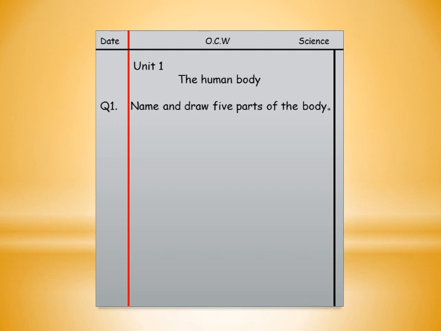Then you will write question, name and draw 5 parts of the body. We have discussed parts of the body. Now you will write only 5 parts of the body and you will also draw their pictures.